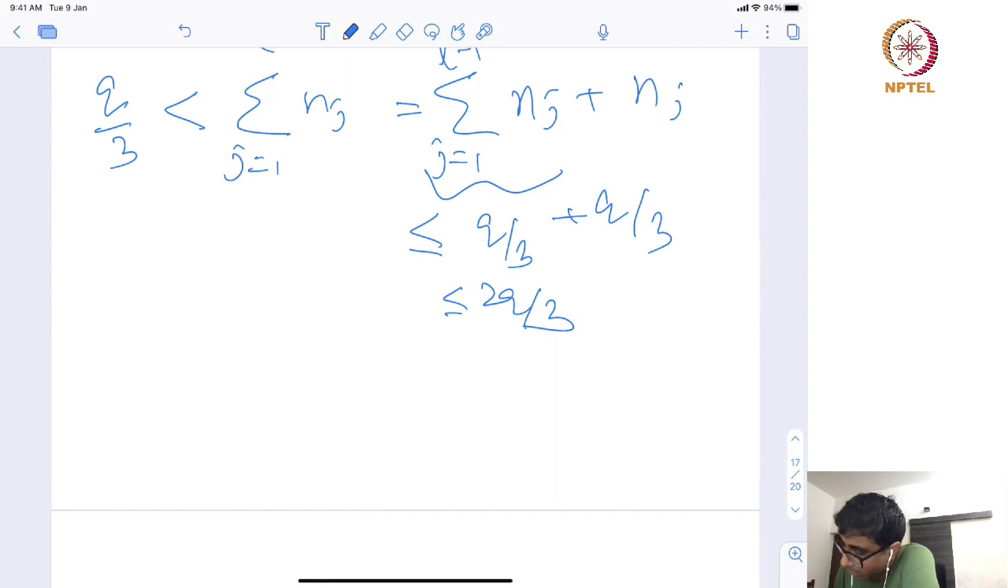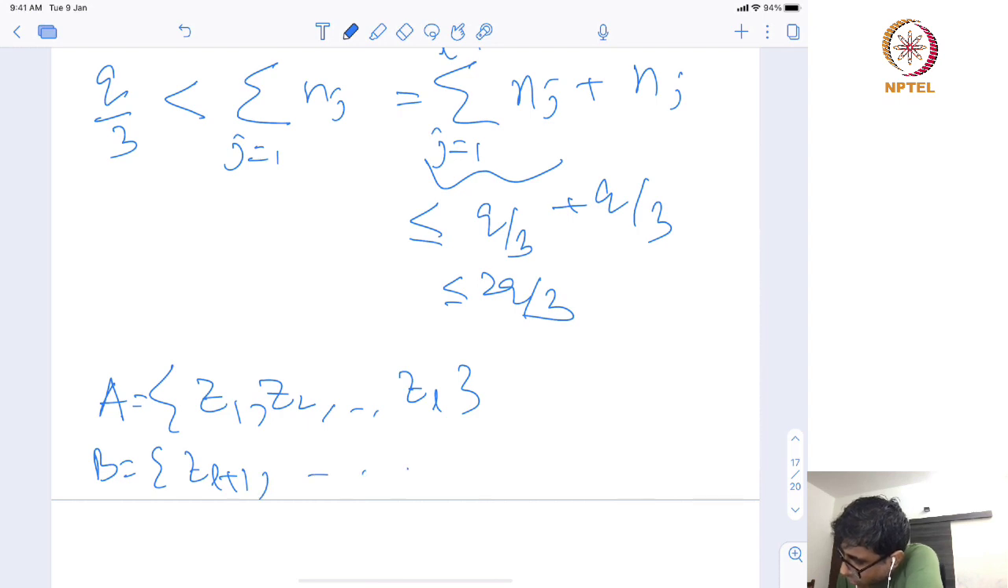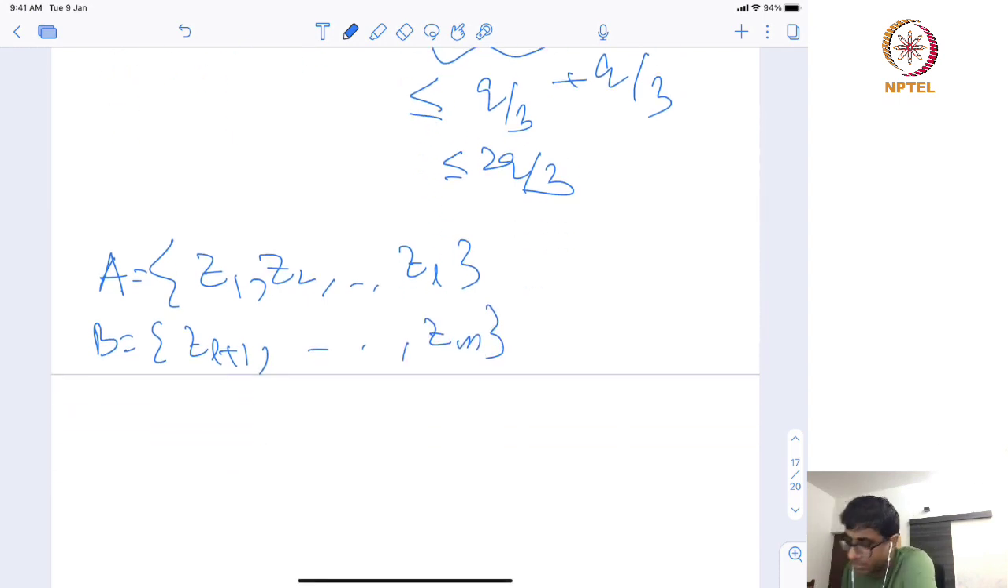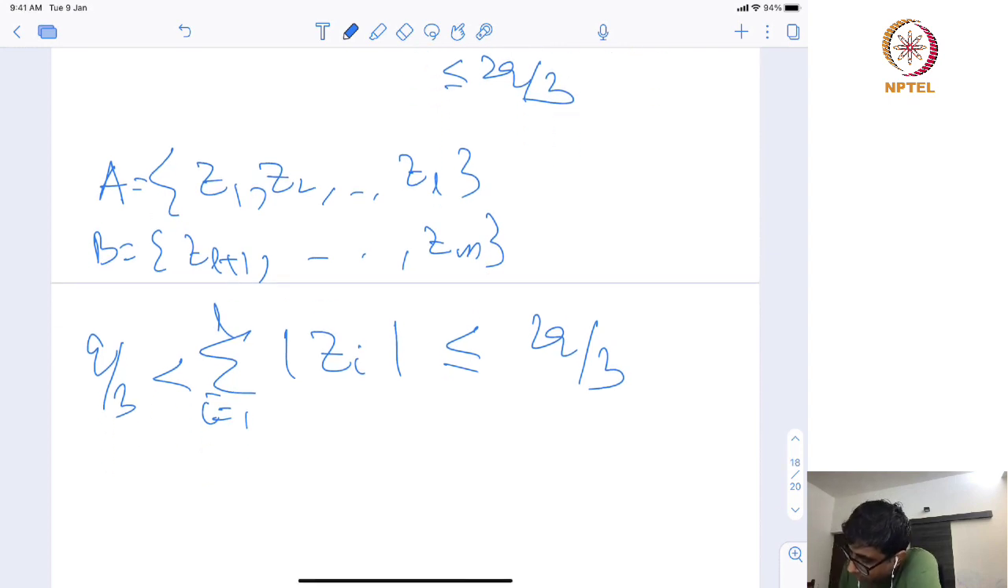Which implies that my A is going to be Z1, Z2 dot dot dot ZL, and my B is going to be Z(L+1) dot dot dot Zm. So the cardinality of the sum of Zi, i going from 1 to L, is at least Q over 3 and at most 2Q over 3. Now the summation i going from L plus 1 to m of Zi, what is this?